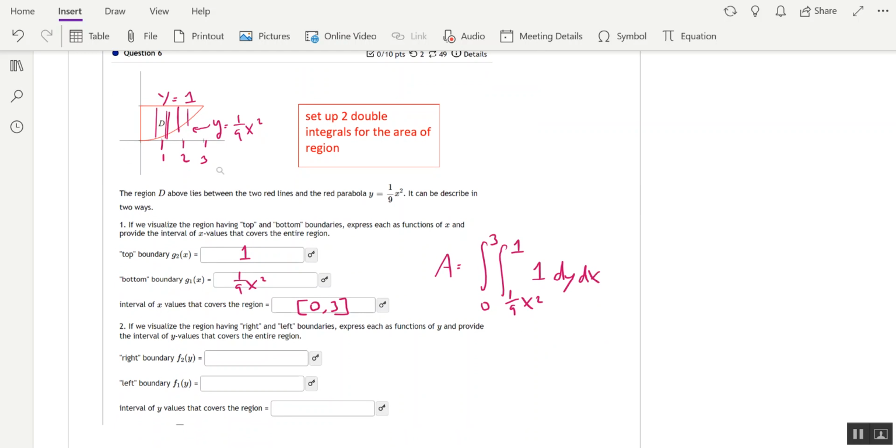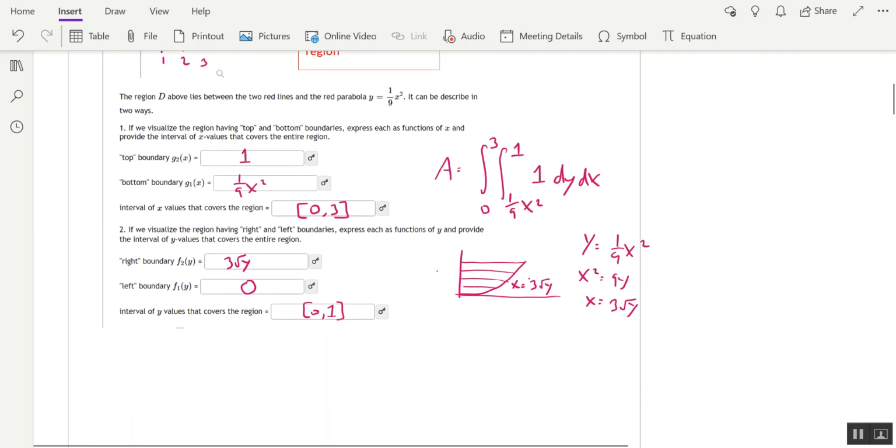We can also think of this region as made up of horizontal line segments. In this case, we're going to have a left boundary and a right boundary. So the left boundary is 0, that's the y-axis. The right boundary is, we need to solve this equation y equals 1/9 x squared for x. So x squared is 9y, so x is 3 root y. Since we're in quadrant 1, everything is positive. So that's the right boundary. And then the y values go from 0 to 1.